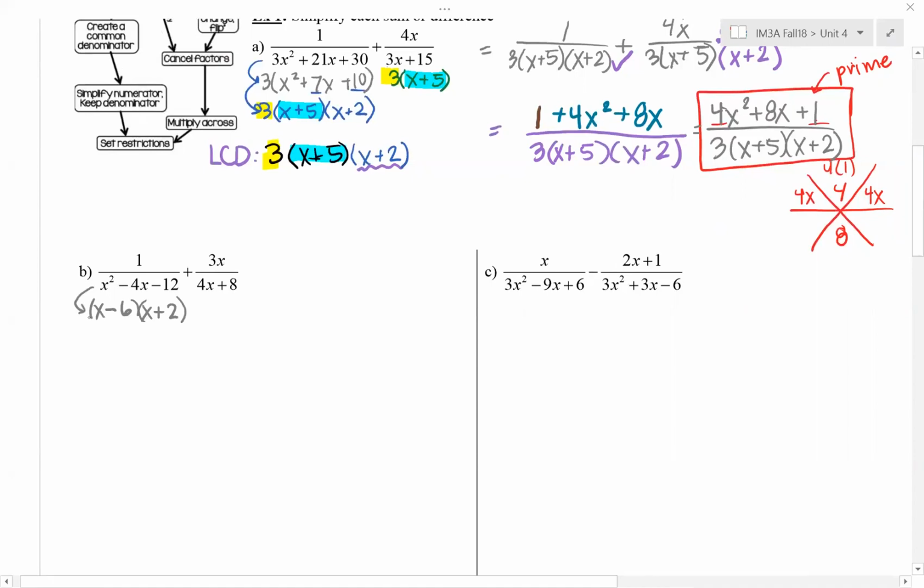For the second fraction, it's similar to the first problem where I just have a binomial, so I can just factor out a number. So I can factor out a 4 because 4 goes into both 4x and 8, and that's going to leave us with x plus 2.